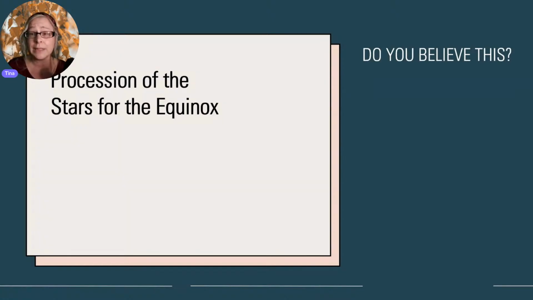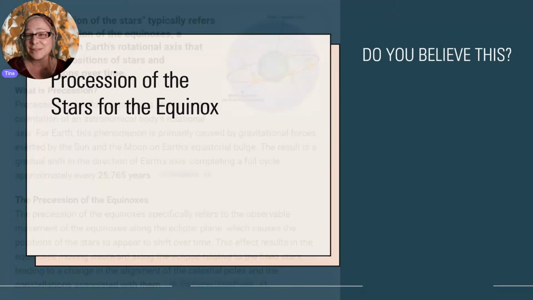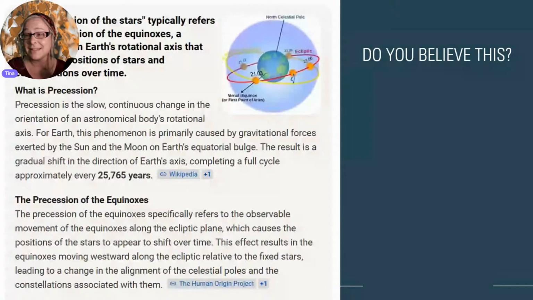And this is where we need to dig in, okay? This is, in my opinion, a lot of hogwash, and this is what you need to look at. This is why I do not believe everything that I see. I looked into it. I couldn't figure out why everyone was talking about the fact that the year was starting in Pisces. So I looked up the definition of precession of the stars.